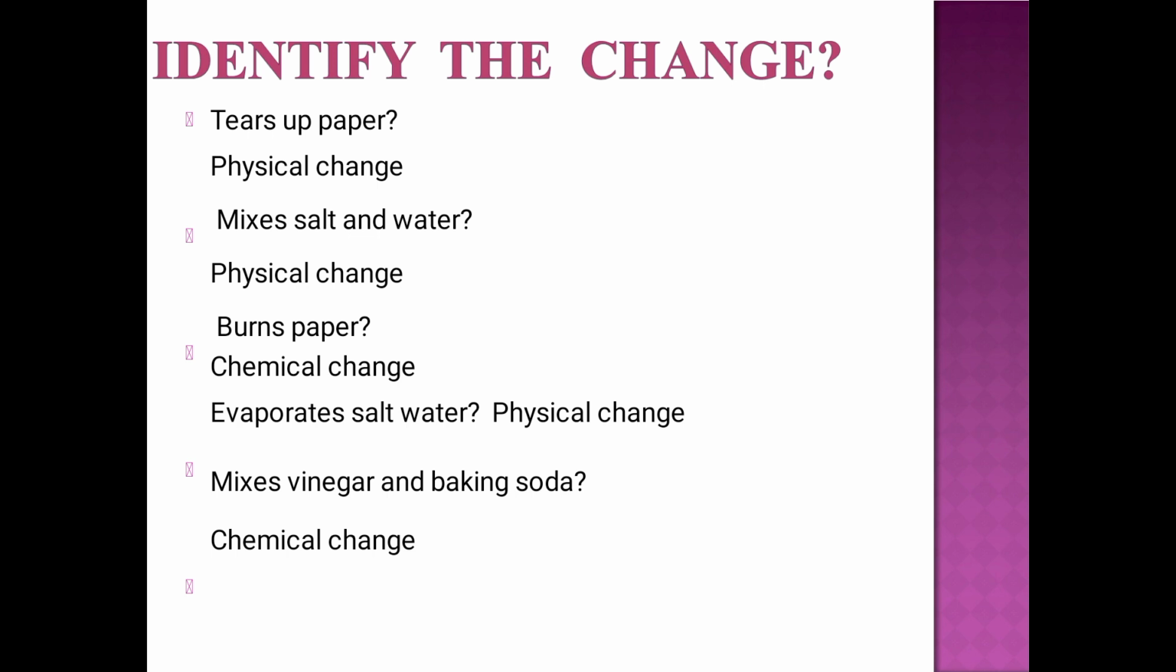So, to summarize the difference between the physical and chemical change, let's recall: in a physical change, no new substance is formed. In a chemical change, a new substance is always formed. Physical changes can be reversible or irreversible, but chemical changes are permanent. Physical change can be reversed by simple physical methods, but chemical change cannot be reversed by simple physical methods. Heat or light energy may or may not be released or absorbed in a physical change, but in a chemical change, heat or light are given out or absorbed.